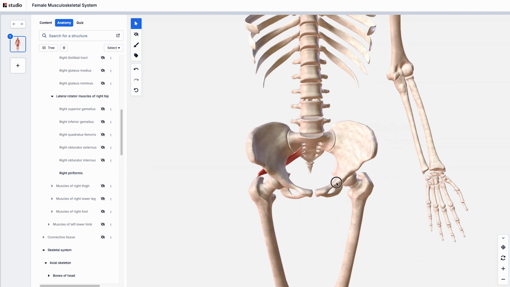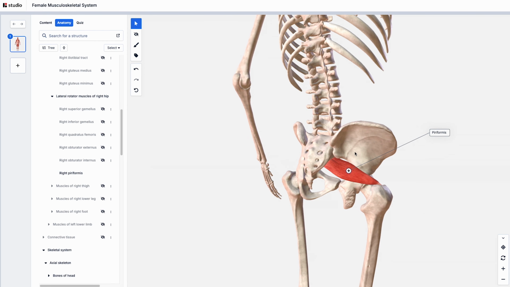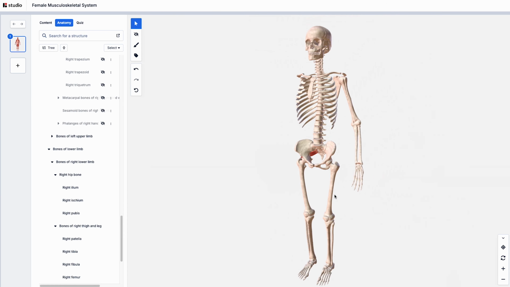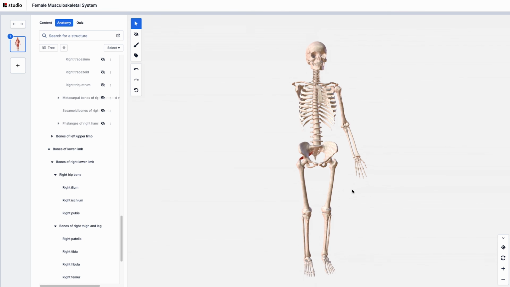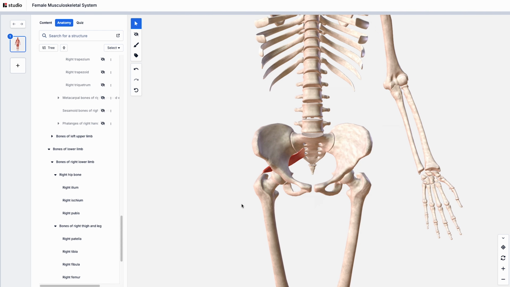You can see here, it originates on the sacrum, passes through and behind the ilium, and inserts onto the head of the femur. This is the femur, the upper thigh bone there. Give you the big picture view. Okay, so that's the femur. So this piriformis muscle, that's important.